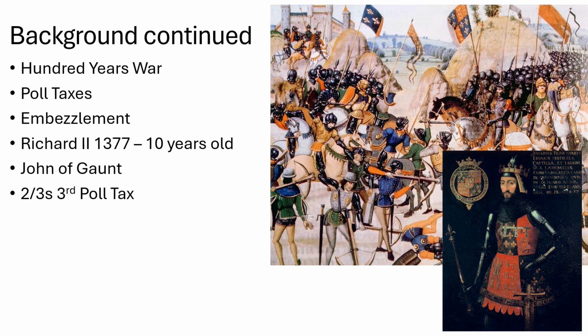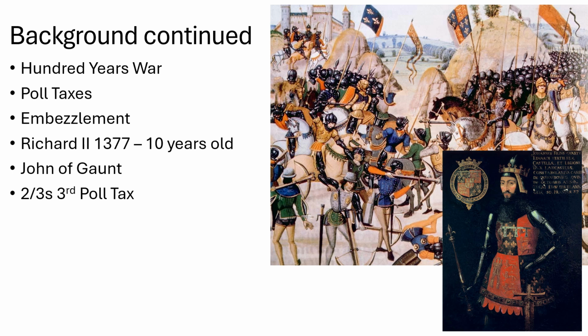So the Hundred Years' War is happening as well, and that war is expensive. So to fund it, they have these things called the poll taxes, where they tax the nobles to pay for the war. But a lot of that money wasn't going to the war, it was being embezzled. Around this time, also, Richard II in 1377 is crowned king at only 10 years old.